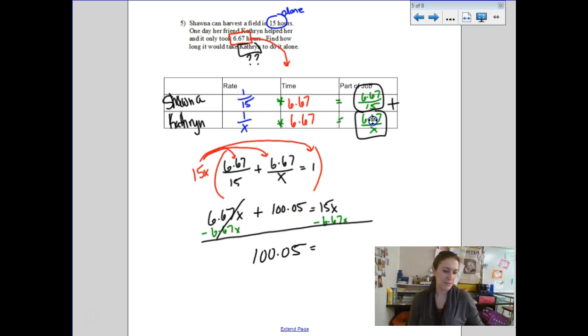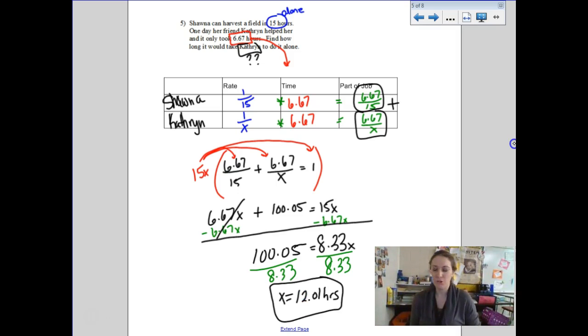So 15 minus 6.67 gives me 8.33x. So when you divide by 8.33, you're going to get a number that's really close to a whole number, I think. Oops, I can't type. Try that again. There we go. On the calculator, it comes out to like 12.01 hours, which is a great answer, but probably the true answer is 12 hours exactly. They just had some truncation in their math.